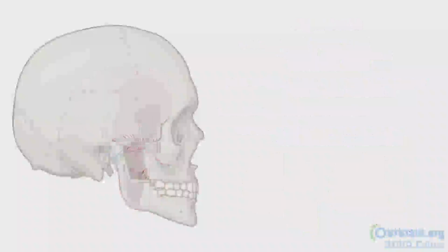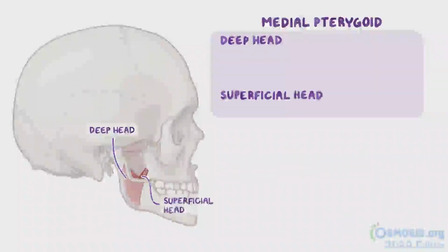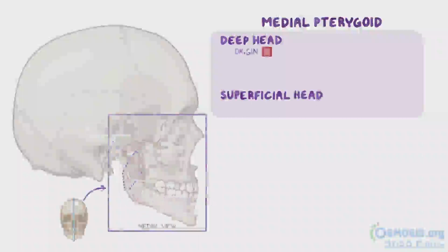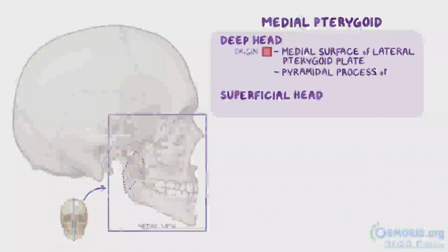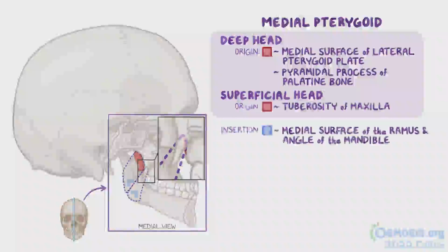The third muscle of mastication, called the medial pterygoid muscle, is made of 2 heads, the deep head and the superficial head. The deep head originates from the medial surface of the lateral pterygoid plate and the pyramidal process of the palatine bone. The superficial head originates from the tuberosity of the maxilla. Both heads insert on the medial surface of the ramus and angle of the mandible.